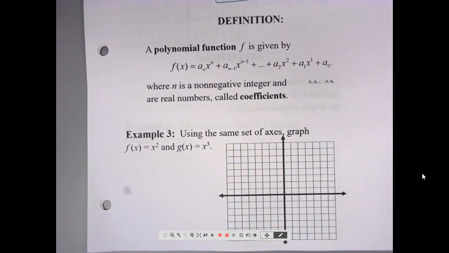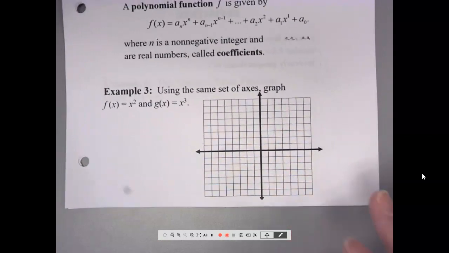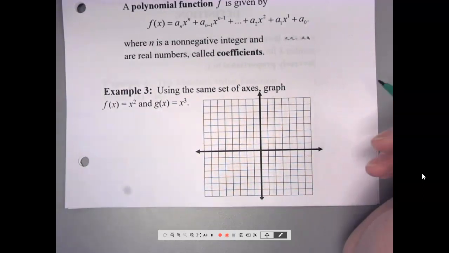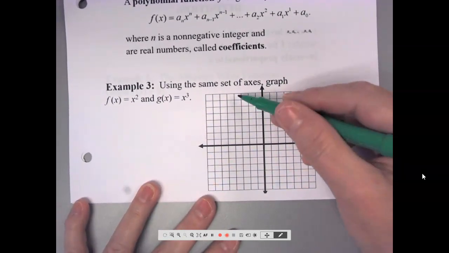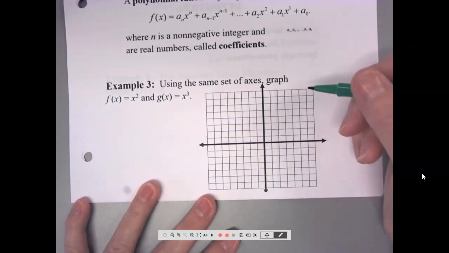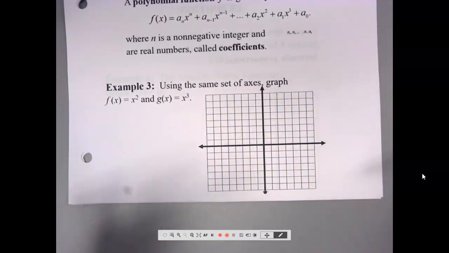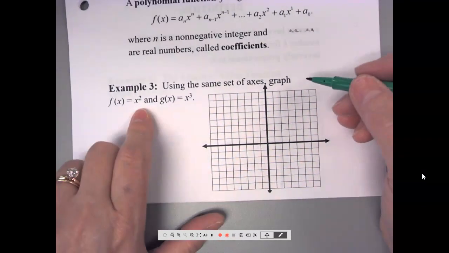Okay, so use the same set of axes, graph x squared and x cubed. If you have two colors, you might want to use that. Borrow mine if you want, or if not two colors, then we'll just label each one of them. Can I just sketch a parabola somewhere? Let's get some exact points, and we could probably do these pretty easily in our head.